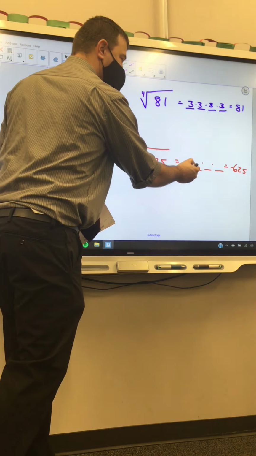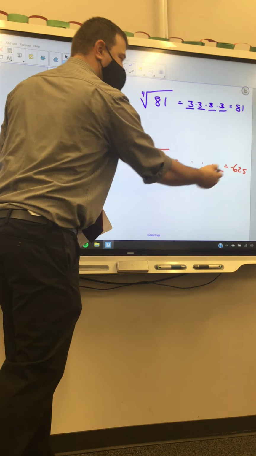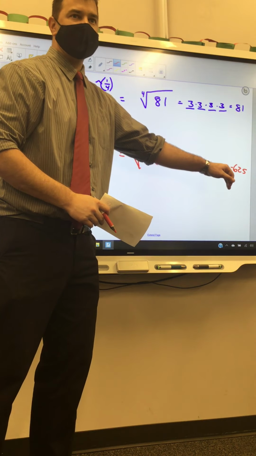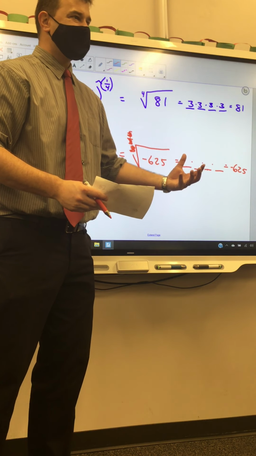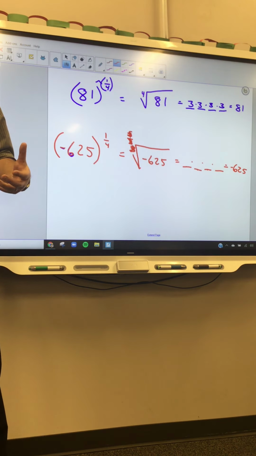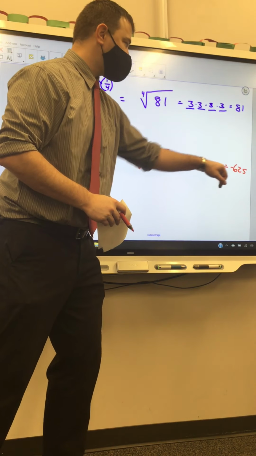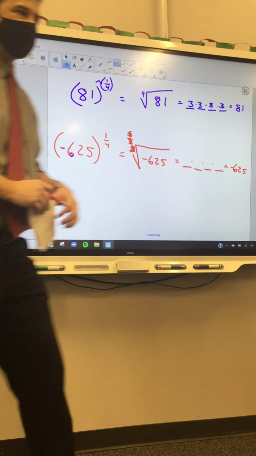I can't take a negative number times itself 4 times. It's going to become positive. I can't take a positive number multiplied by itself 4 times. It's going to be positive. Whenever you take an even number of something, all negatives or all positives, it's going to be positive. So I'm not going to have a solution that would get me a negative number.